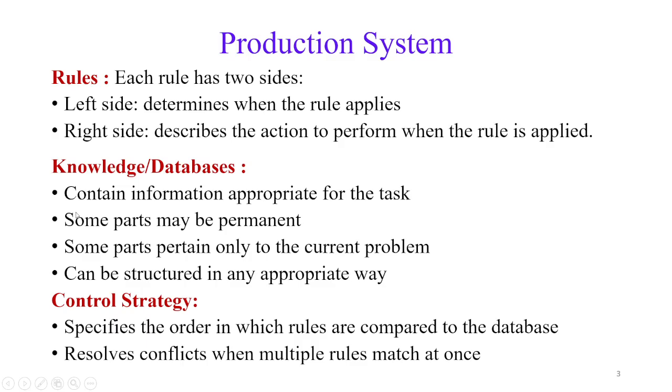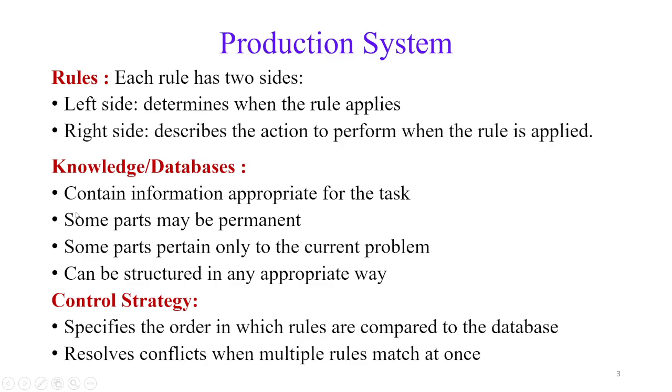Next, we will talk about the knowledge base, the knowledge databases. This stores all relevant information the system needs. Some of the information is static, like general knowledge that doesn't change, like the fact that normal human temperature is around 37 degrees Celsius. That doesn't change, that's common.